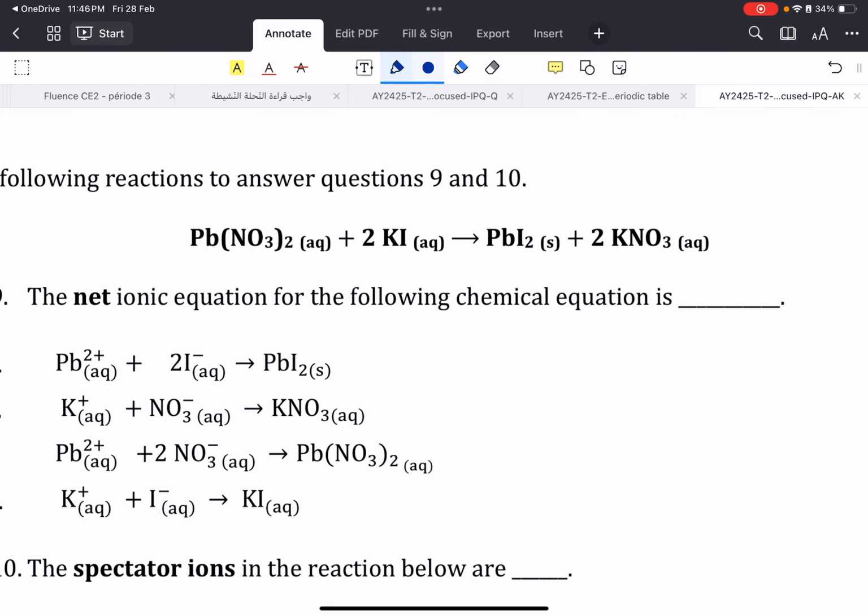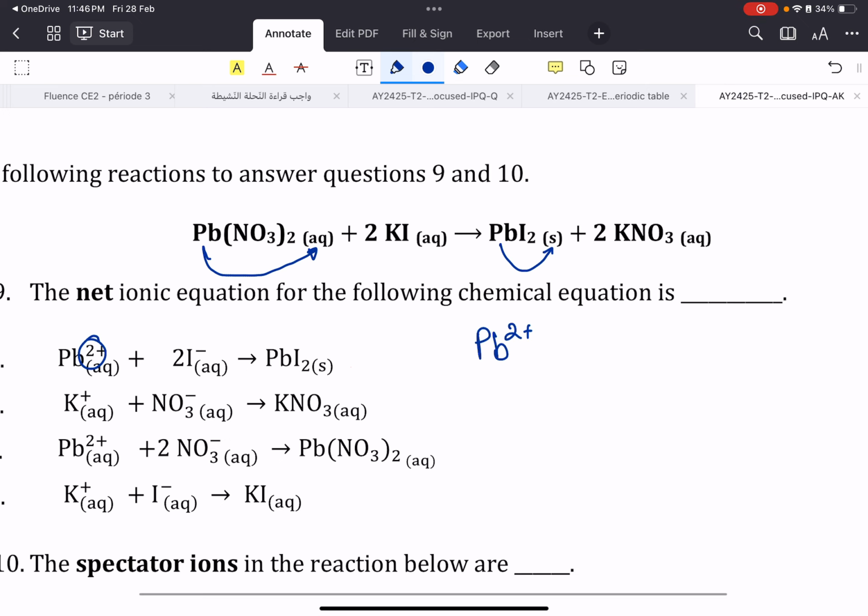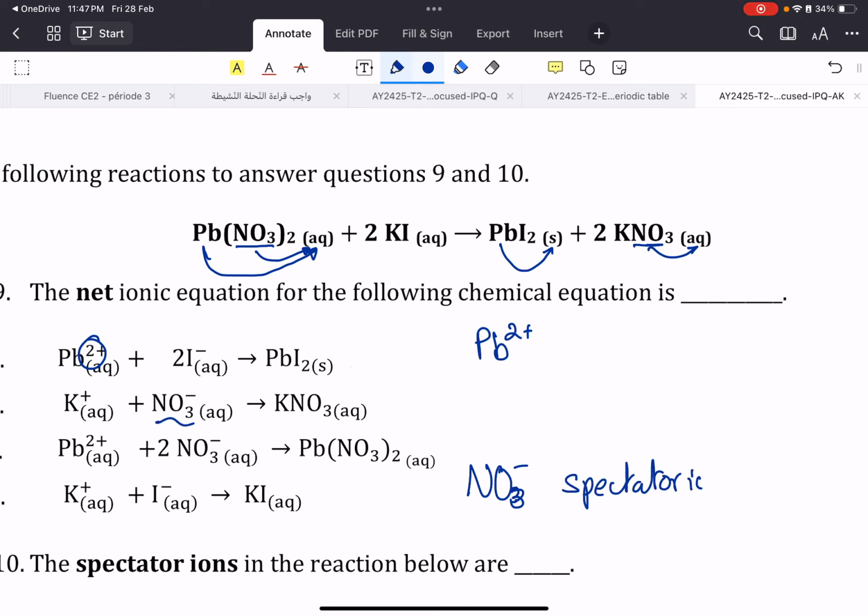Another question here. Look at this one. Pb was aqueous. Now Pb is part of a solid compound. So Pb is not a spectator ion. Pb2+ makes part of the net ionic equation. Now let's look at the other one. NO3 was aqueous and NO3 is still aqueous. So NO3- is a spectator ion.